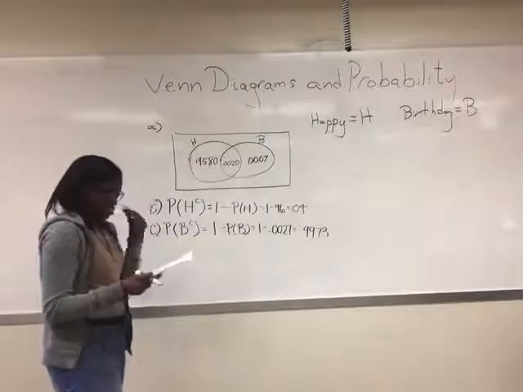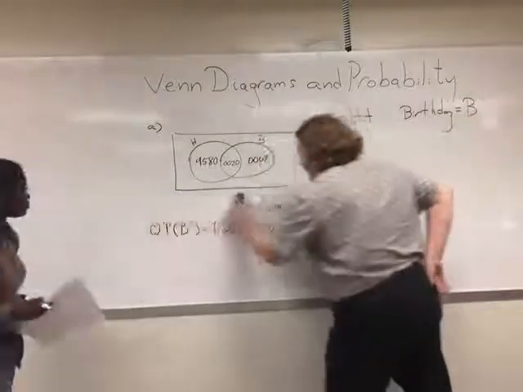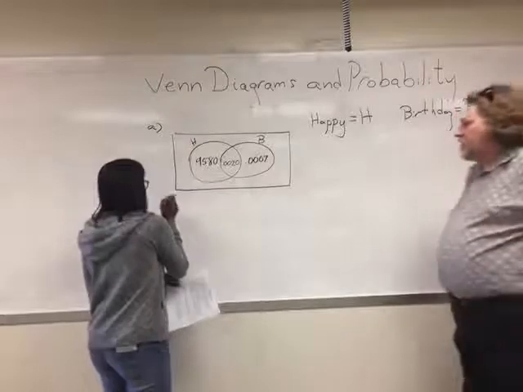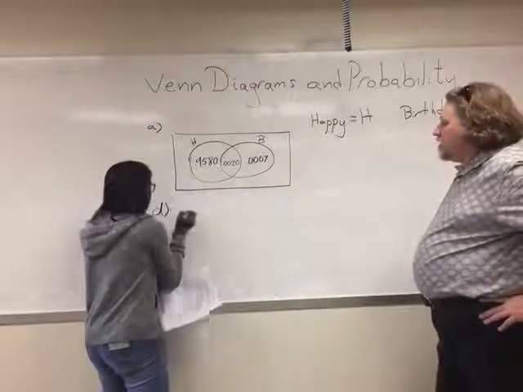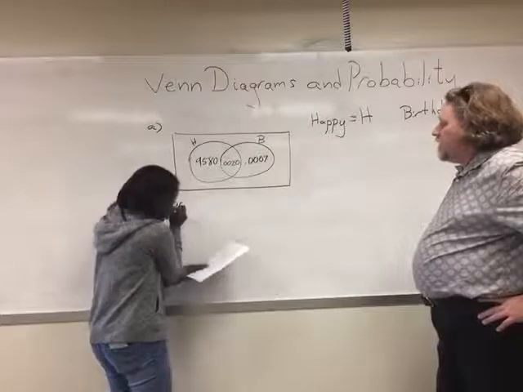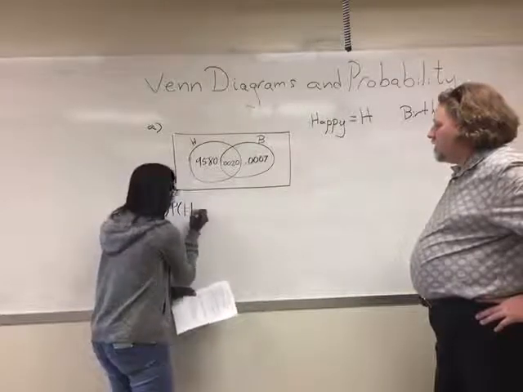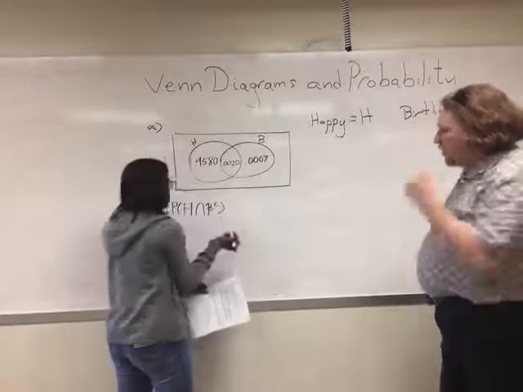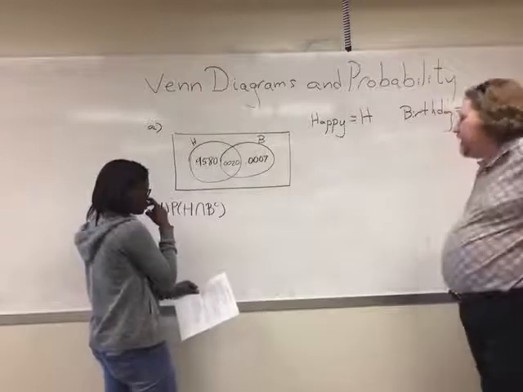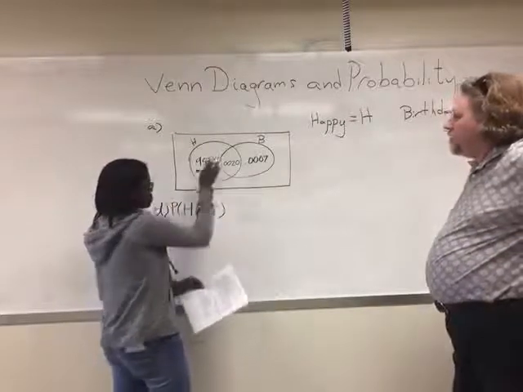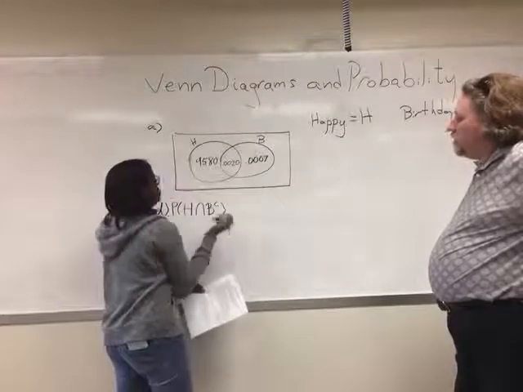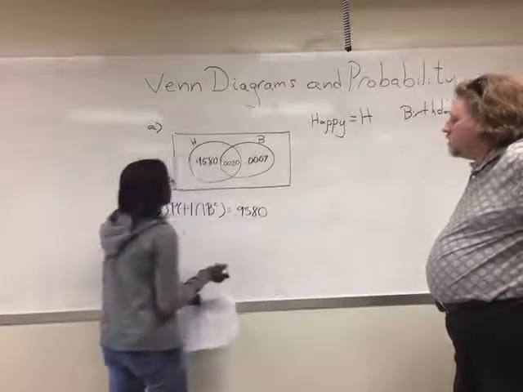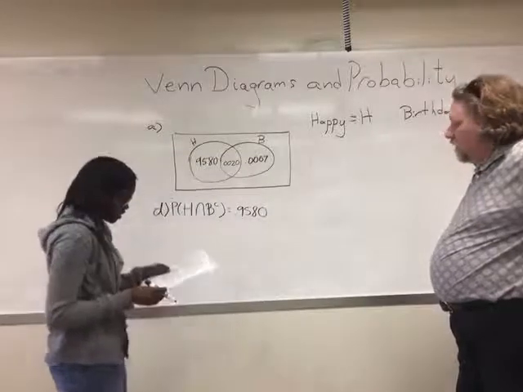Okay, now we're going to try our hand at D and E. What is the probability it is a happy day but not your birthday? Okay. So, probability that it's a happy day, and it's not your birthday, so B complement. Right? So where in this picture is happy and not your birthday? Here. Absolutely. Which means the only thing that fits that would be 0.9580. It's right there. Okay. Excellent.